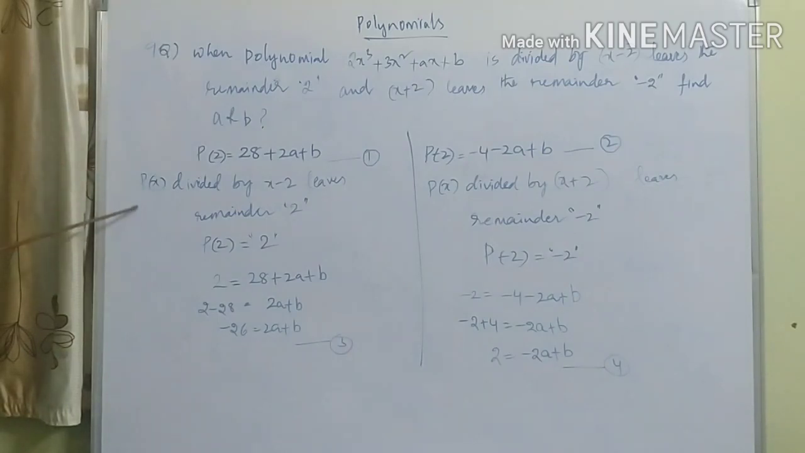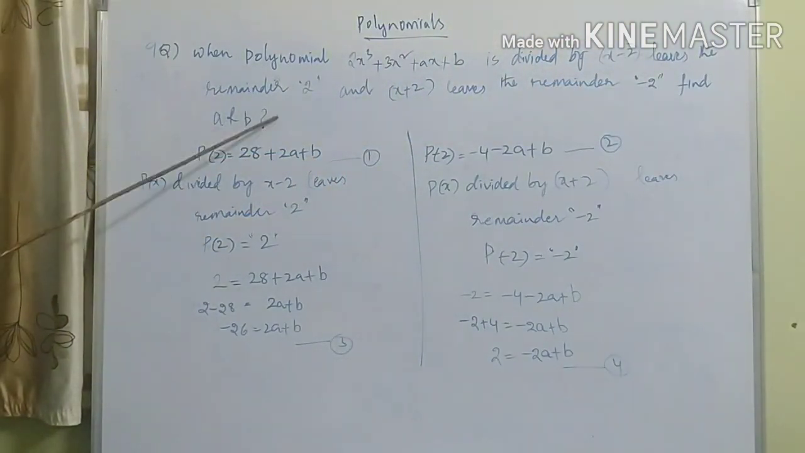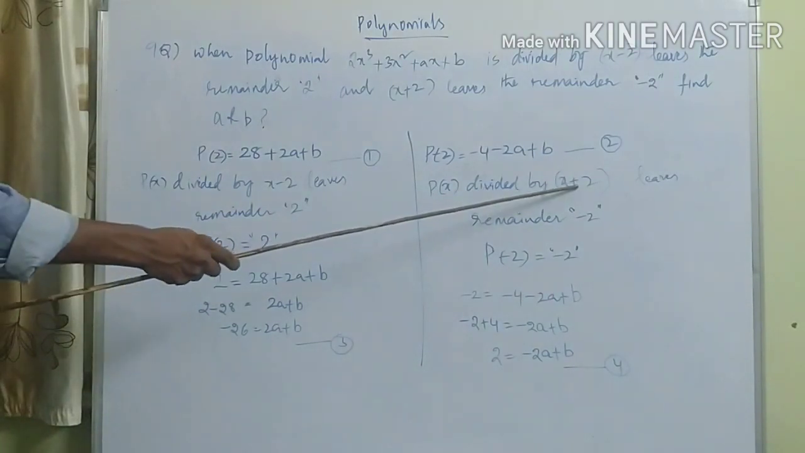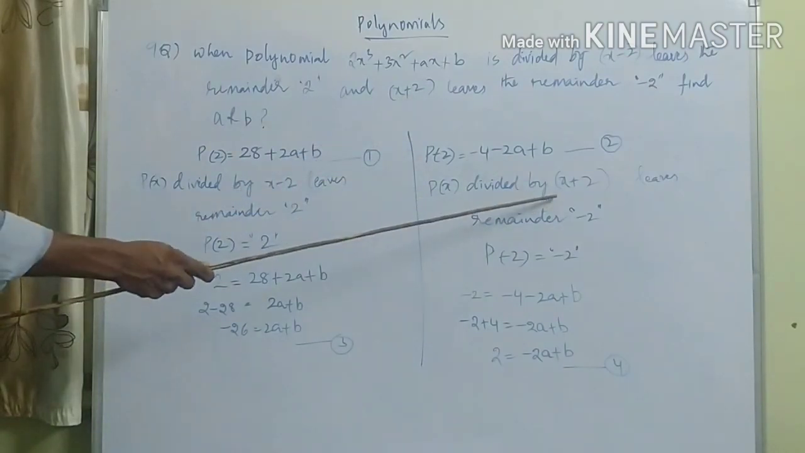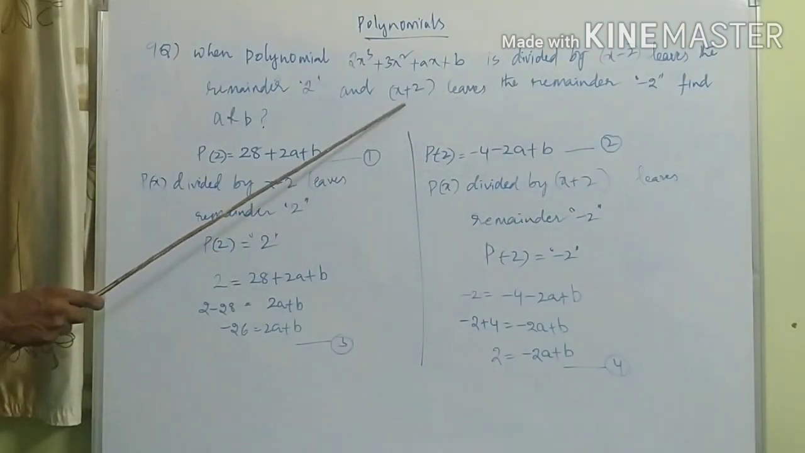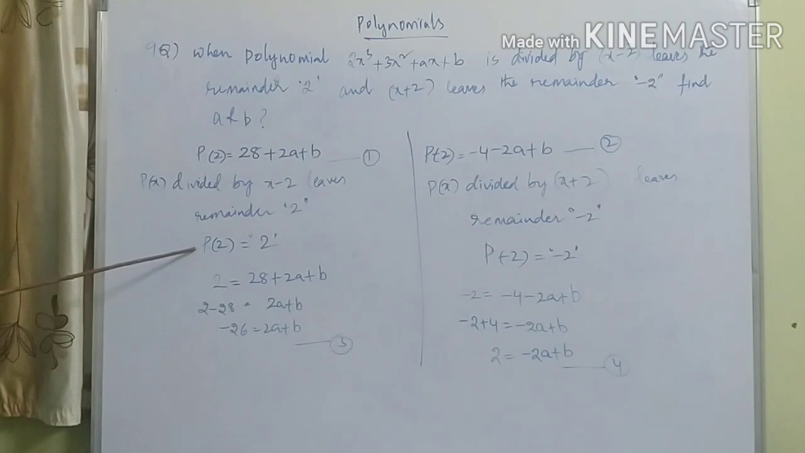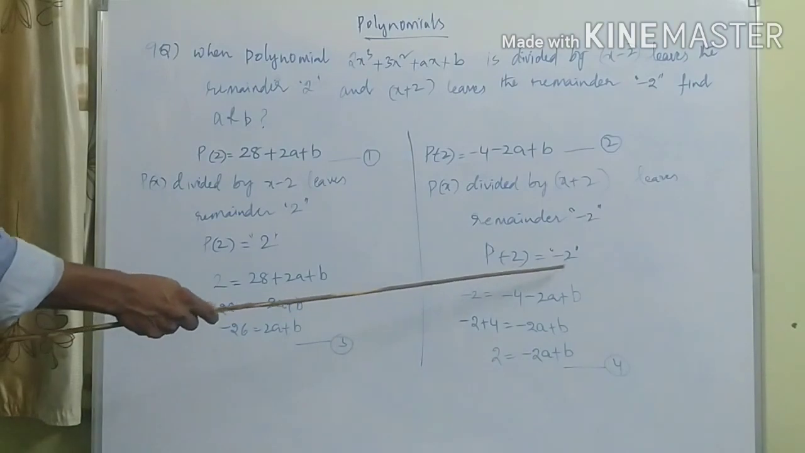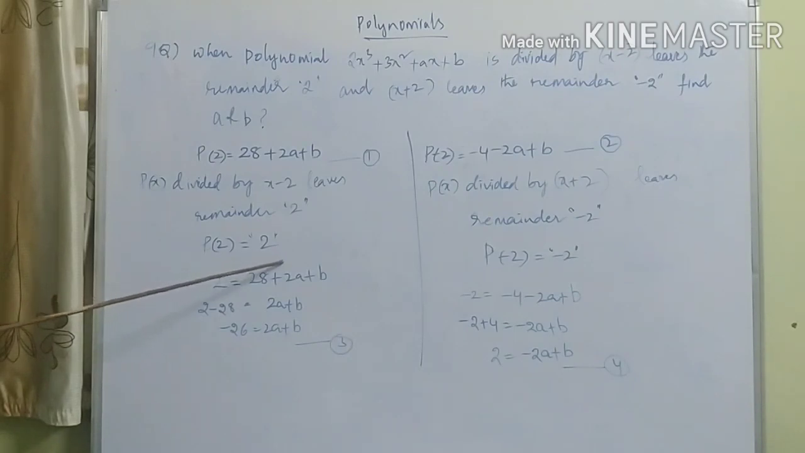In the given problem, p of x divided by x minus 2 leaves the remainder 2. Also, p of x divided by x plus 2 leaves the remainder minus 2. So by the given data, p of 2 equals 2 and p of minus 2 equals minus 2. Substitute p of 2 equals 2 in equation 1.